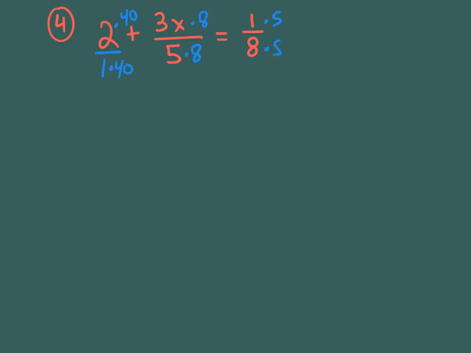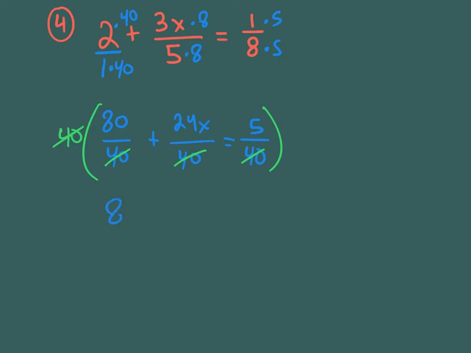So my new equation becomes 80 over 40 plus 3x times 8 is 24x over 40. And 5 times 40, sorry, that's going to be 5 on top and 40 on the bottom. Okay, they're all the same. Now I can multiply the whole equation by 40 so that I cancel all those denominators out. And I can finish this up. My new equation is 80 plus 24x equals 5.